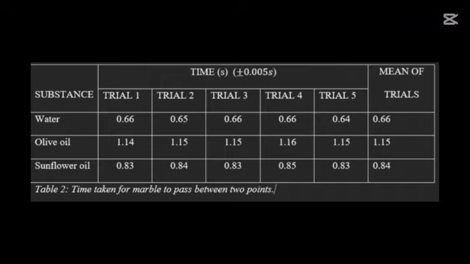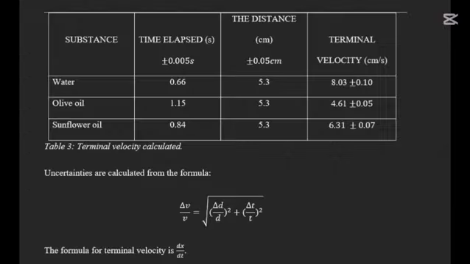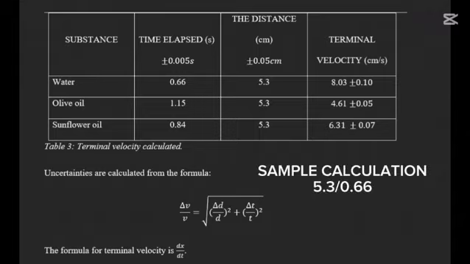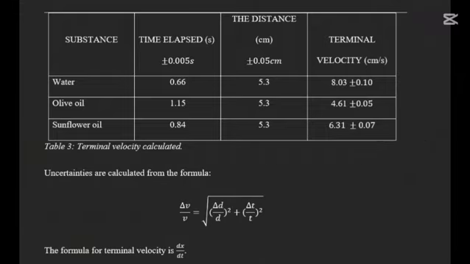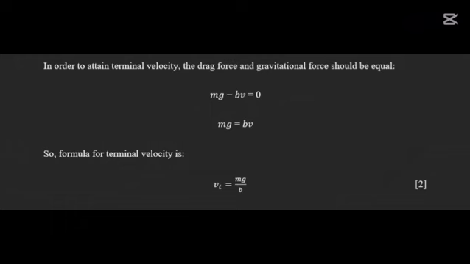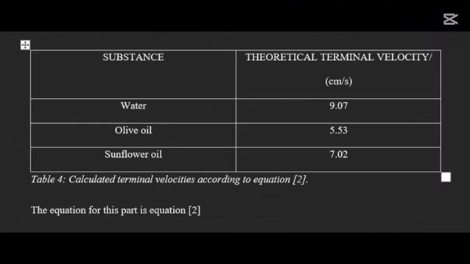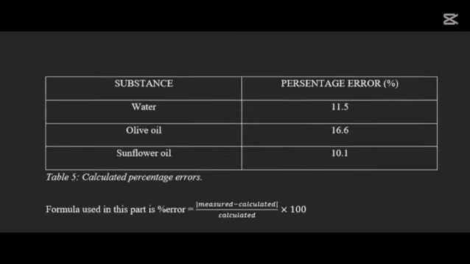After I performed 5 trials for each bottle and fluid, I took the mean of these time values, and then with this formula I found the practical terminal velocity, so that I can compare it with the theoretical terminal velocity which I found with this formula. When I compared the theoretical terminal velocity and my practical terminal velocities, I found these percentage errors.